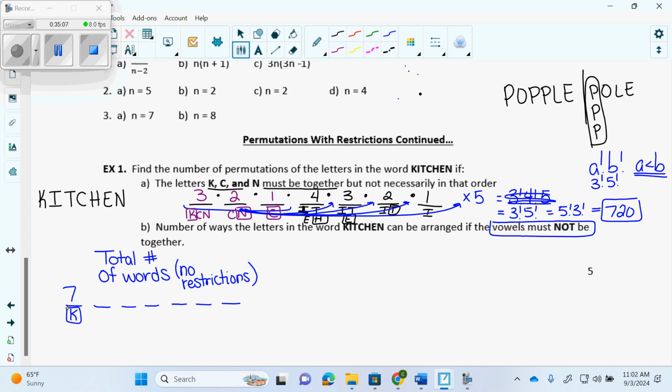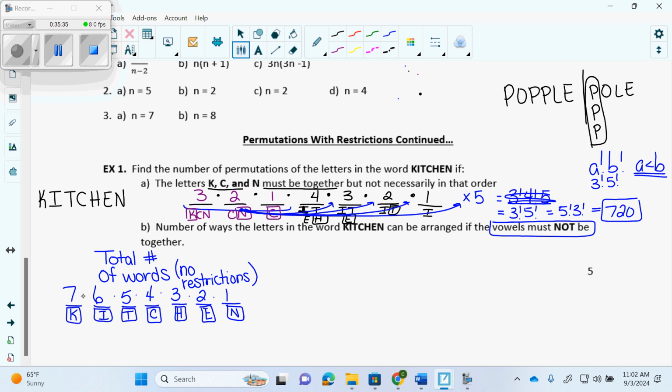How many would I have for the next blank? 6. Say I keep the I. Then 5. Say I keep the T. Then 4. Say I keep the C. Then 3. I keep the H. Then 2. Then I have the N left over, right? That's fine. So that's one option I can make out of the word kitchen.